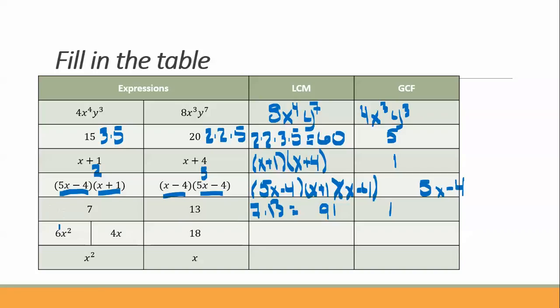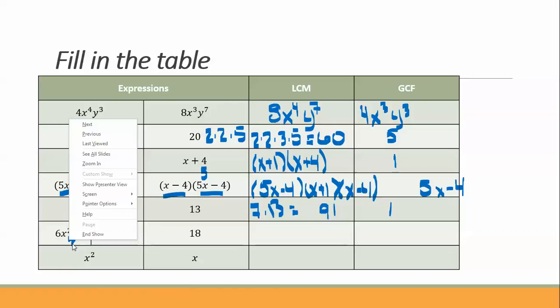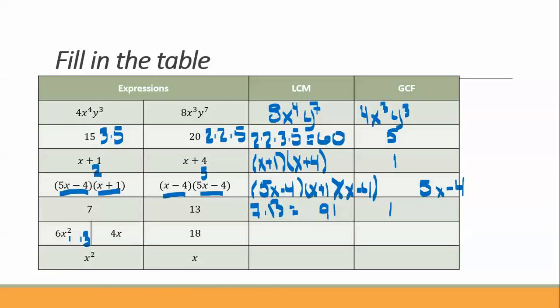Least common multiple of 6x squared, 4x, and 18. So 6x squared is 2 times 3 times x squared. 4x is 2 squared times x. And 18 is 2 times 9, which would be 2 times 3 squared. If you have to, you can do a factor tree to find that one out. The least common multiple is all of our factors with the largest exponent. So all of them have a 2, and the largest exponent on the 2 is squared.